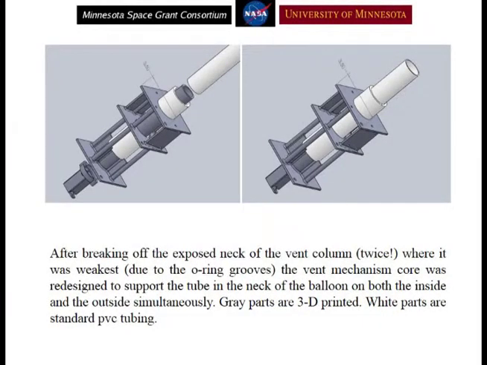Here is a figure of our most recent version of this core to the float payload. It turns out that the piece that stuck out of the float payload had grooves in it for O-rings, which actually were places that it was weak. And we broke it off there twice, once on landing hard, and once actually while trying to inflate a balloon in the first place.